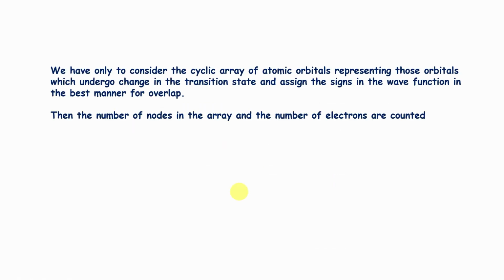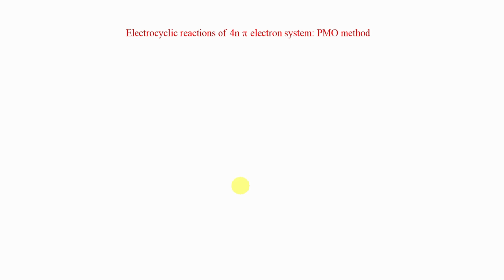Okay. In this method, we are considering only the cyclic array of atomic orbitals representing those orbitals which undergo changes in the transition state, and assign the signs in the wave functions of this array in the best manner for overlap. Then the number of electrons and the number of nodes in the array are counted. Now let us consider how the PMO method is used to analyze an electrocyclic reaction.